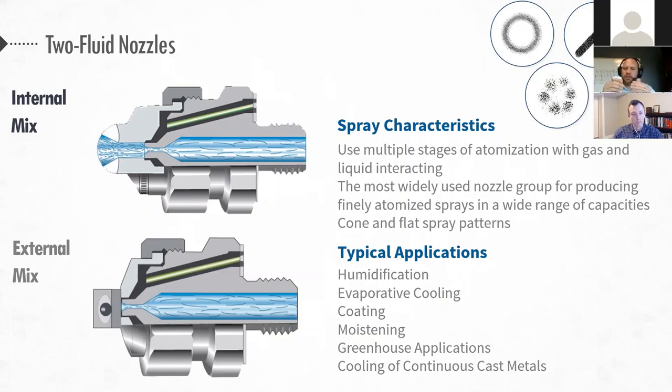You can imagine if they're mixing internally, the liquid and the gas would compete with one another. And so understanding how to tune that internal mix nozzle to your process is very important. Whereas on the external mix nozzle, the two are not in competition, meaning they won't fight each other to exit the orifice. Typically, you can keep your liquid at a certain flow rate and pressure, and then adjust your air pressure to atomize that liquid and create a different drop size regime.